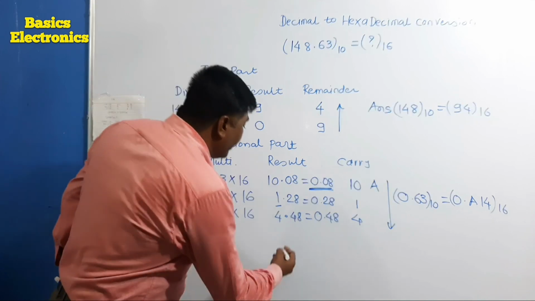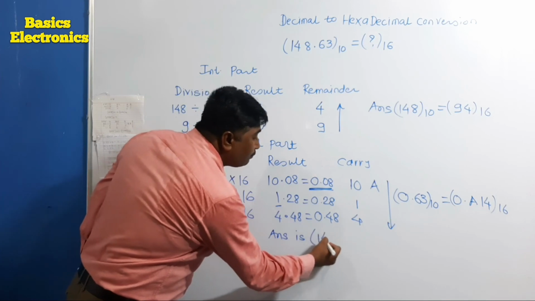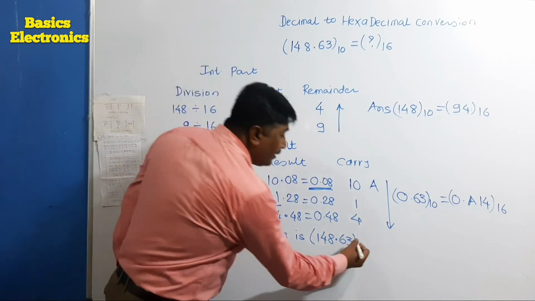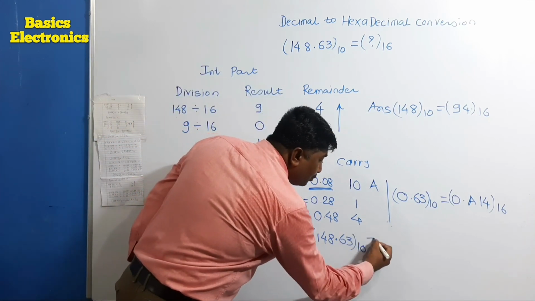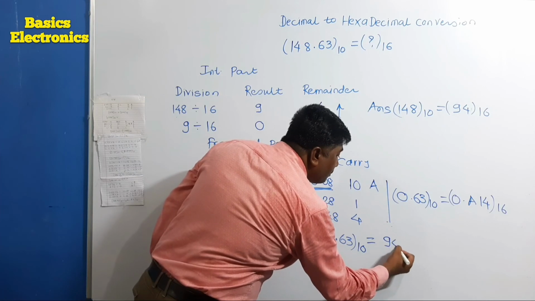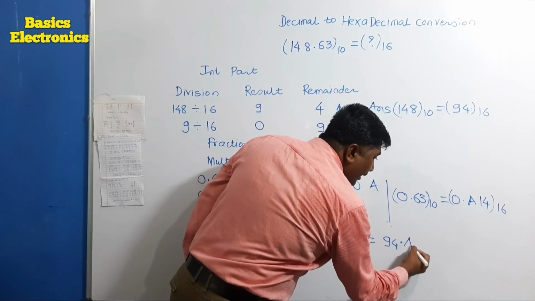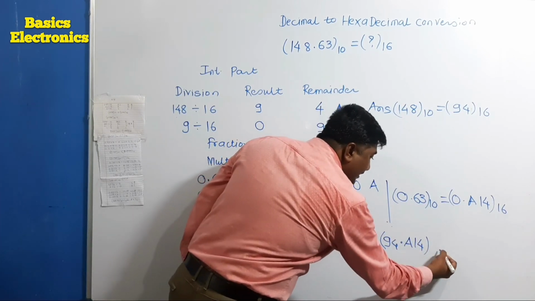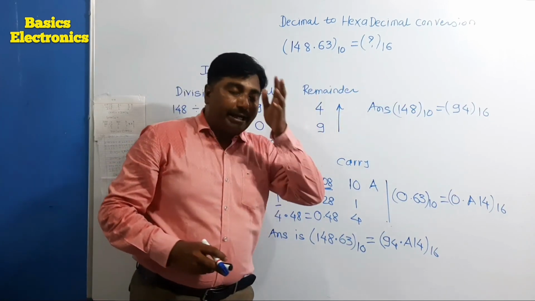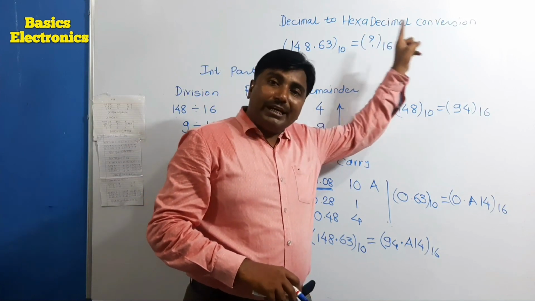Now we can write down the complete answer, a combination of both the integer part and the fractional part. So here is the answer. 148.63 base 10 equals, first we write the equivalent of 148, that is 94, point, then the equivalent of 0.63, which is A14, base 16. So this is the conversion of 148.63, which is in decimal. We converted it into hexadecimal.